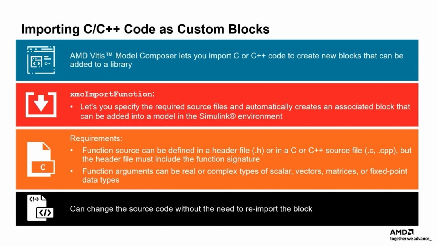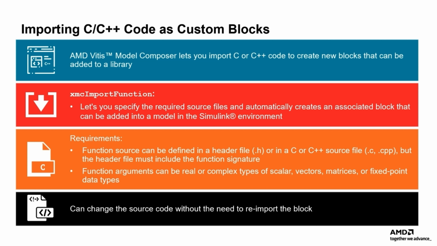Vitis Model Composer lets you import C or C++ code to create new blocks that can be added to a library for use in models alongside other HLS library blocks. This feature lets you build custom block libraries for use in Vitis Model Composer. The library import feature is the MATLAB tool function XMC import function, which lets you specify the required source files and automatically creates an associated block that can be added into a model in the Simulink environment.